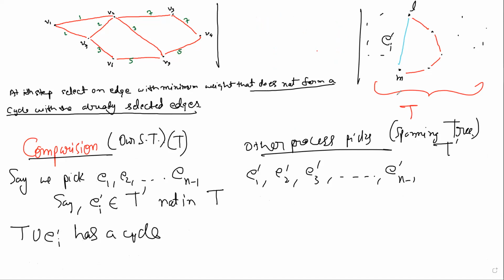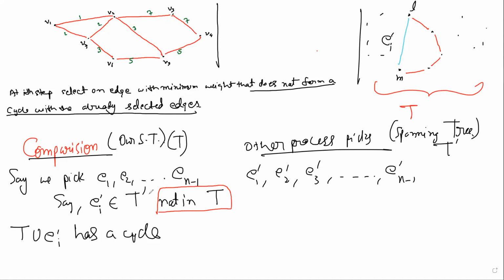Forms a cycle. So when T was being formed, these were getting picked. These got picked, but we did not pick this. Why didn't we pick it? And so on. Maybe you can use that reasoning. So E prime is not in T. That is what I'm just saying.